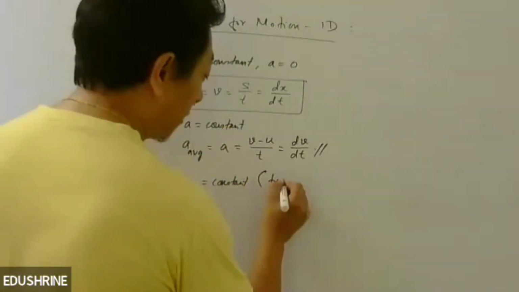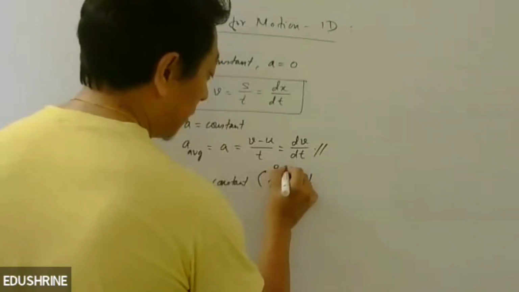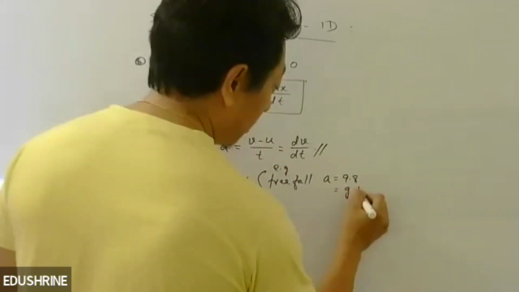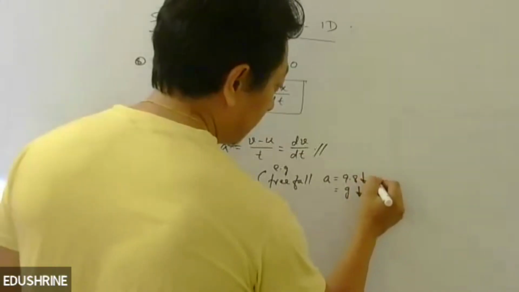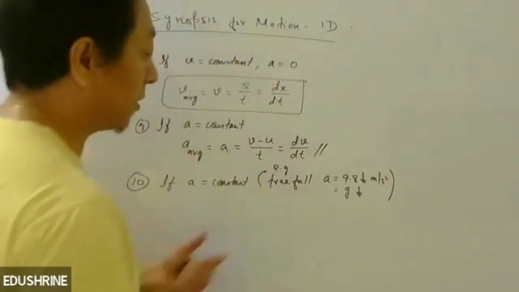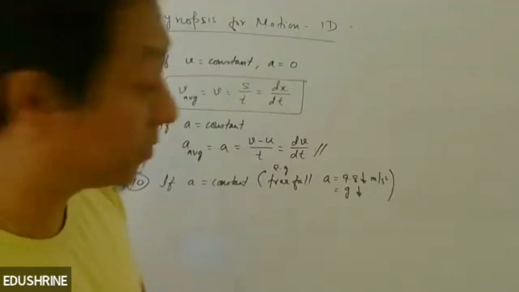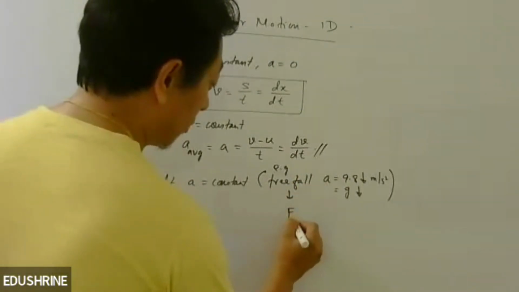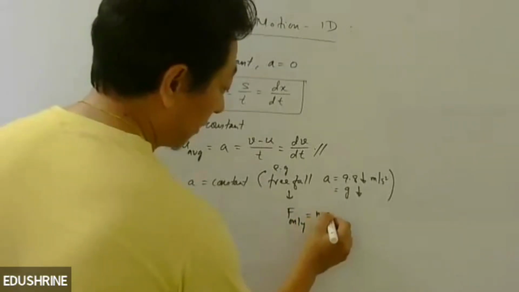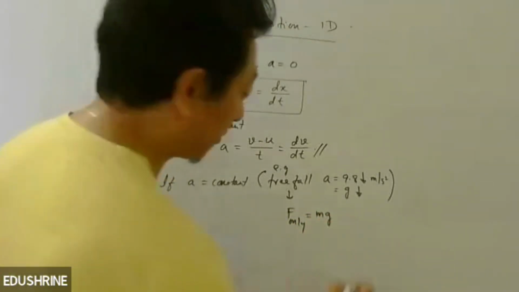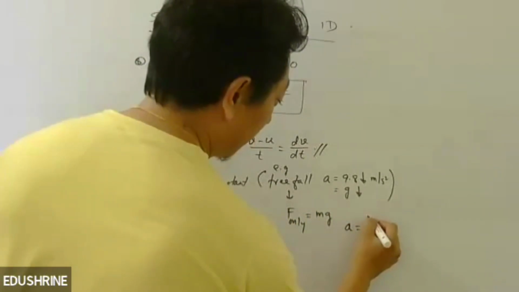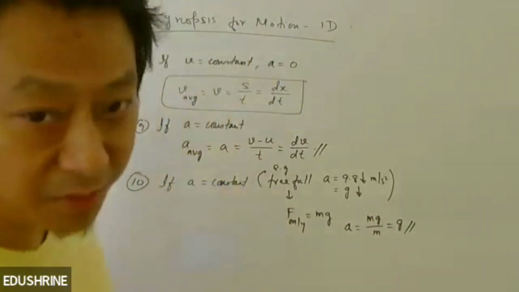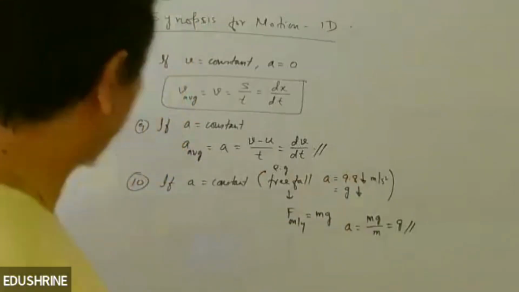The best example is free fall. In free fall, A is how much? 9.8, which we write as G, and the direction we take is down. So this is the best example of A constant problems, free fall. Free fall means the only force acting is gravity. And if this is the only force, from Newton's second law we know acceleration is force by mass. That's why acceleration will come as G, direction downwards.